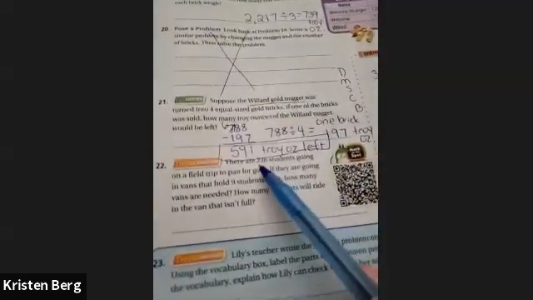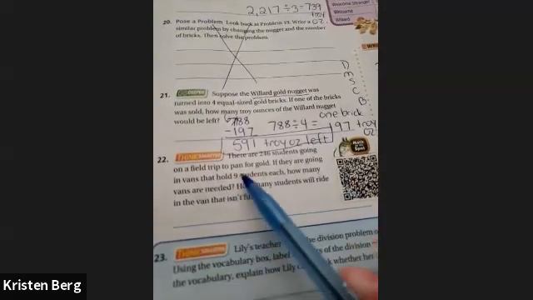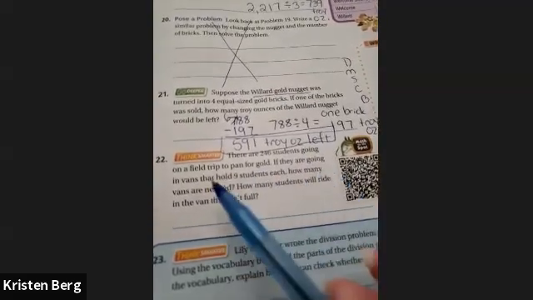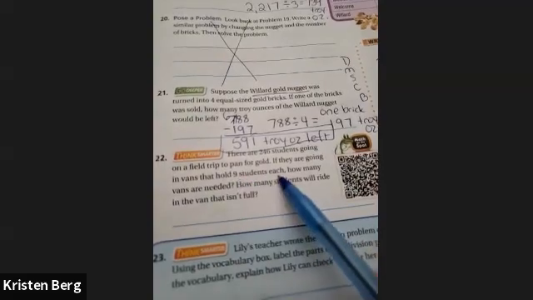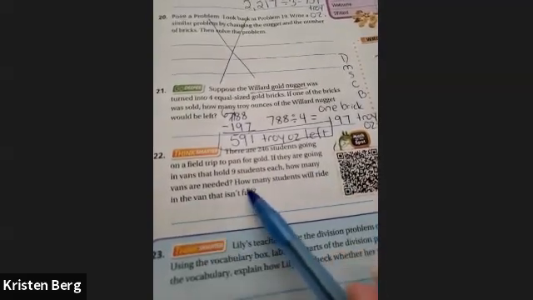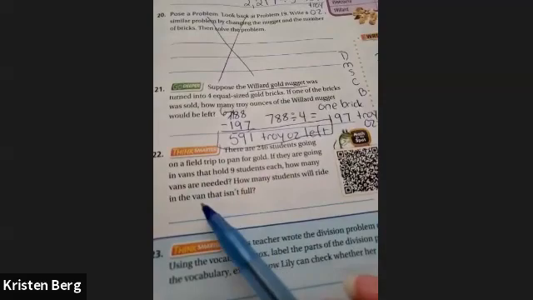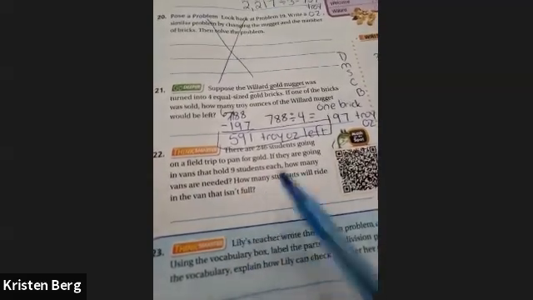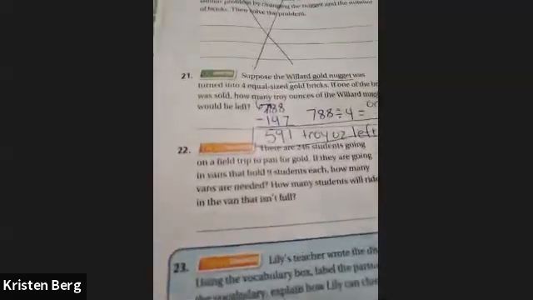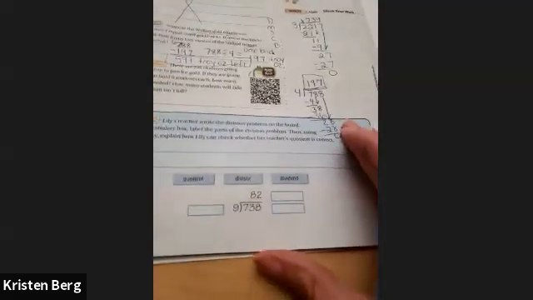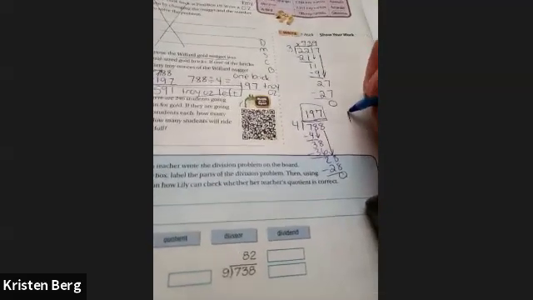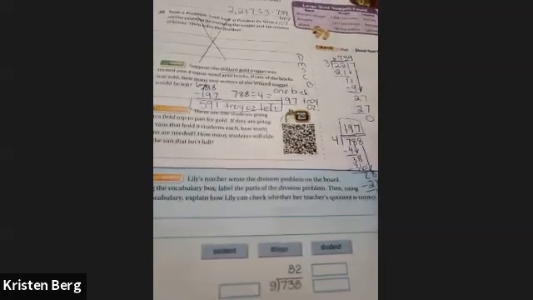Next, there are 246 students going on a field trip to Pan for Gold. If they are going in vans that hold 9 students each, how many vans are needed? And how many students will ride in a van that is not full? All right, so I'm gonna do that work over here. I'm gonna try and make some space. So this is 246 students, and each one will hold only 9.